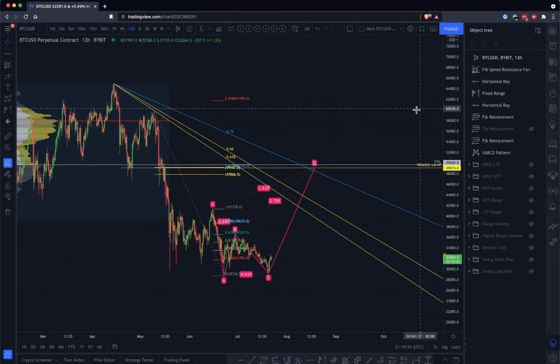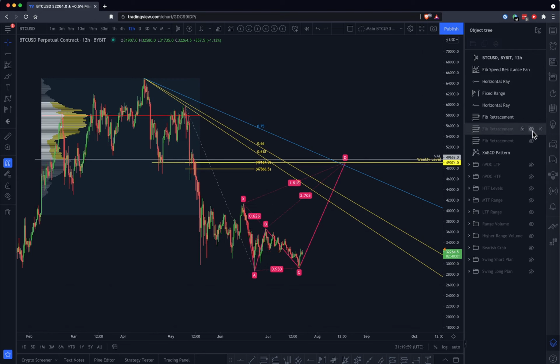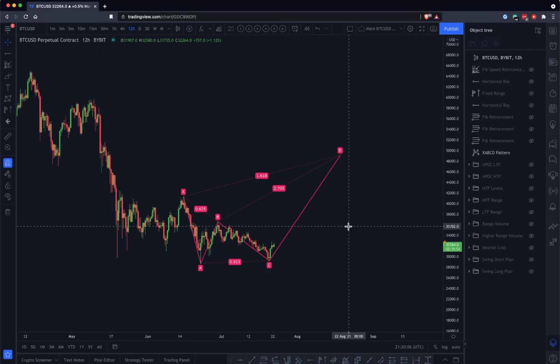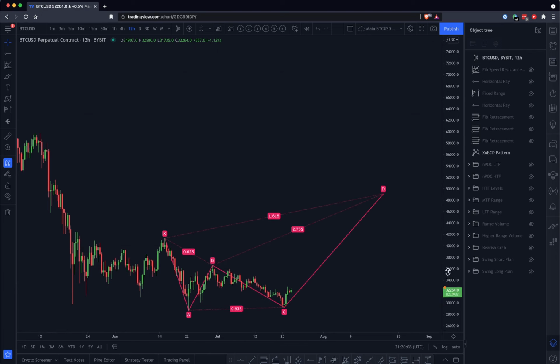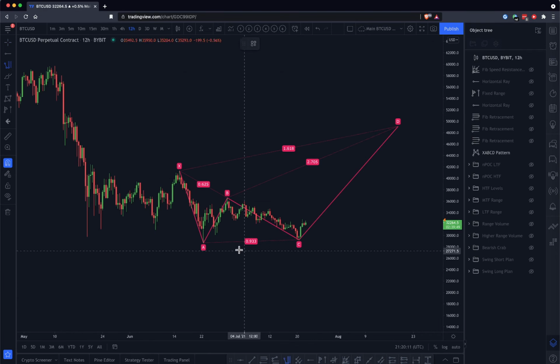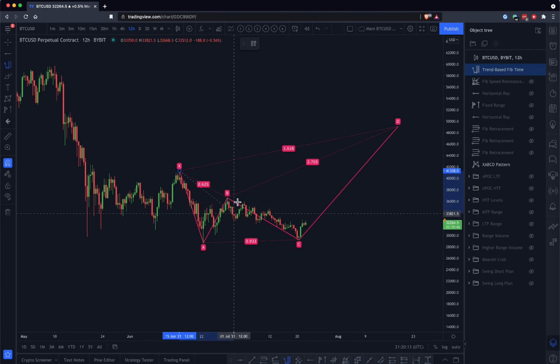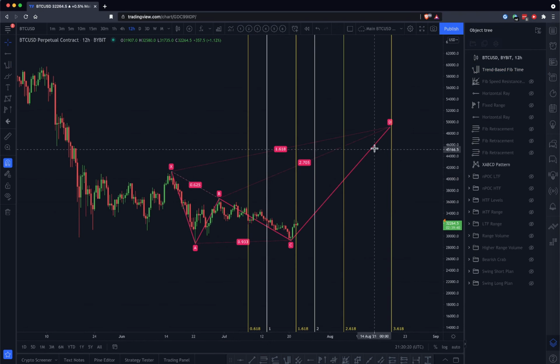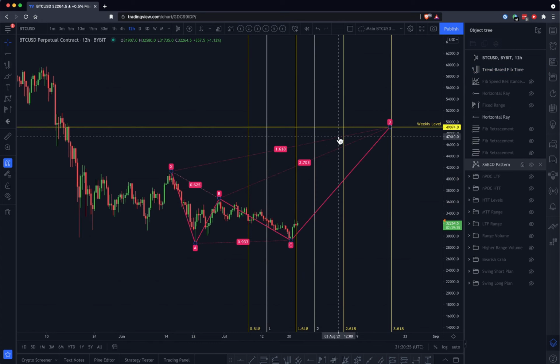And then if you want to time this move, how would you time this? Actually, let me just hide this for a second. So you can obviously use fib time for this, and if you take this from X to B and then click again, you can expect basically two ways this move can happen.